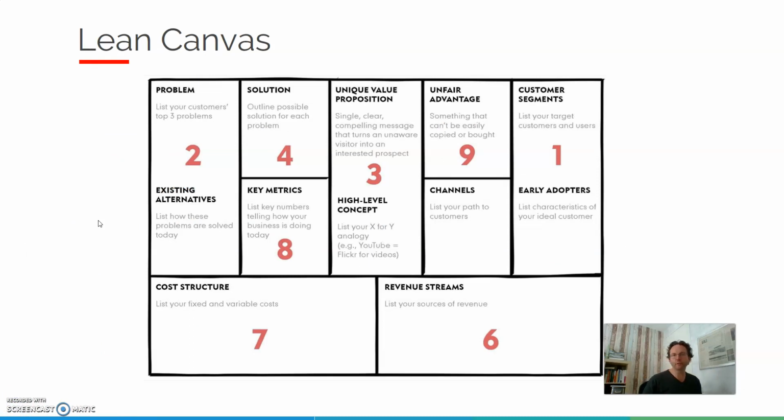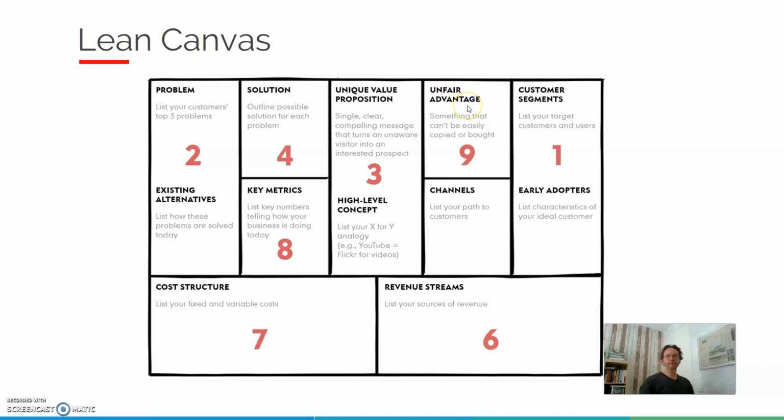Let's see which of the 4 building blocks are different. First of all, we can see that the key partnership building block has been replaced by the problem building block. Secondly, the key activities building block has been replaced by a so-called solution building block. Therefore, the problem solution fit has special emphasis in the Lean Canvas, as mentioned before.